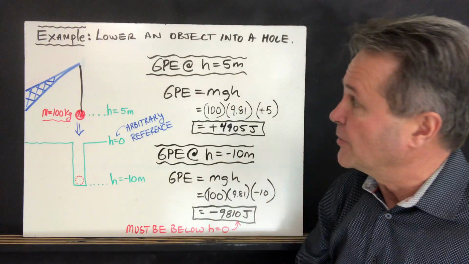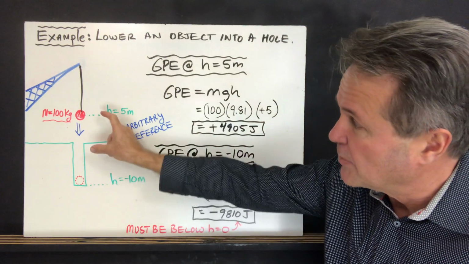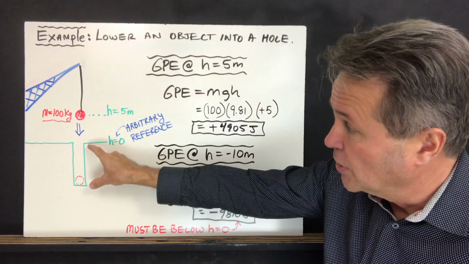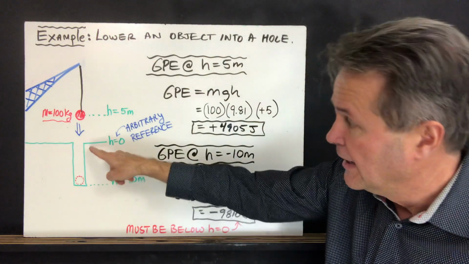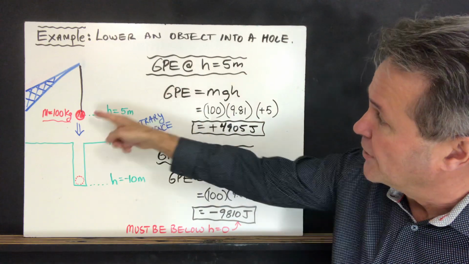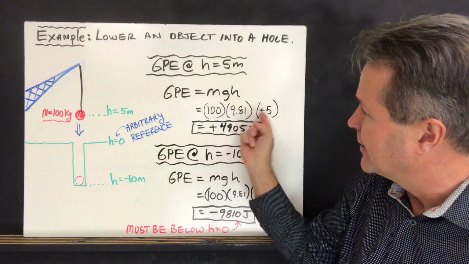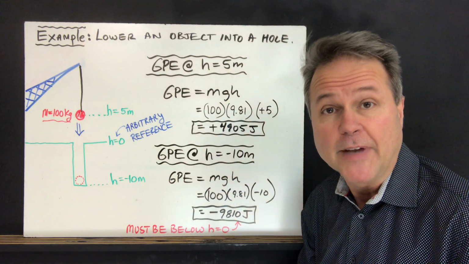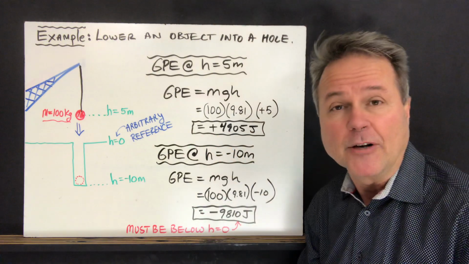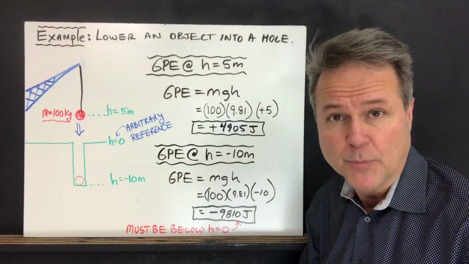Now here's an example. Let's talk about lowering this object into a hole. Now remember, above the hole we have a positive GPE, and below the top of the hole we have a negative GPE. So GPE at the top is going to be equal to 100 times 9.8 times 5 meters above h is equal to 0. And that'll give us a GPE of 4905 joules, positive because it's above the reference point.